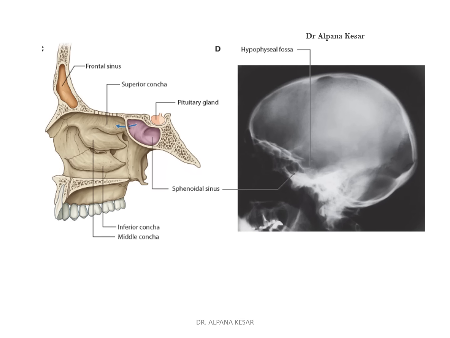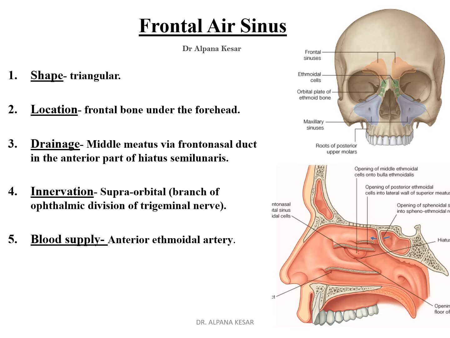This is the sagittal view of the skull, in which frontal air sinus can be seen in the frontal bone and sphenoidal air sinus can be seen in the sphenoid. This is the radiograph of the lateral view of the skull, in which sphenoidal air sinus can be seen. Here, frontal air sinus can also be seen.